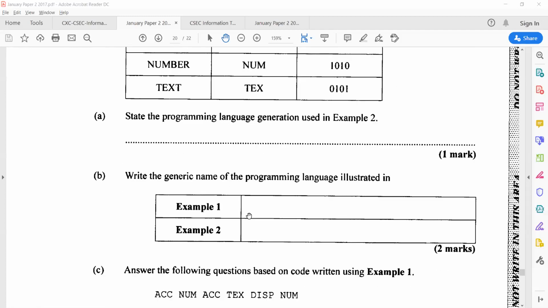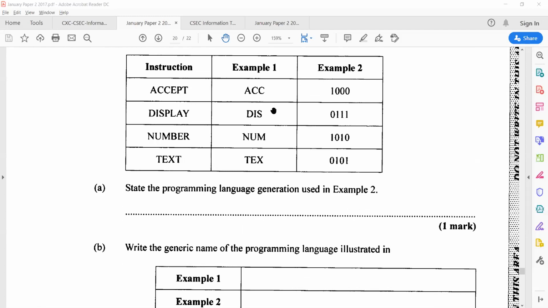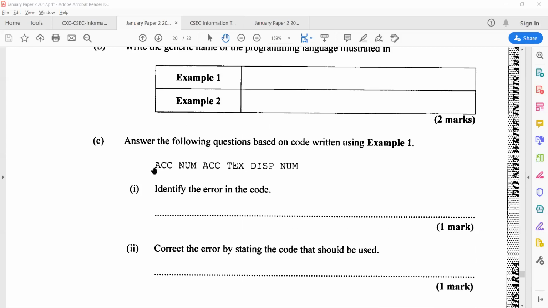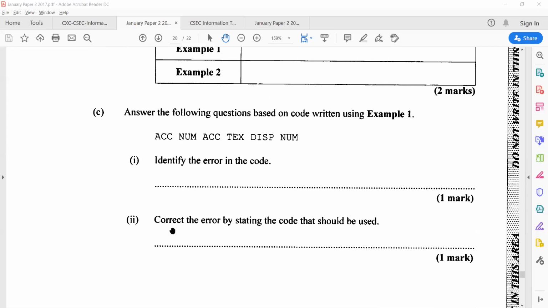you have ACC, DIS, NUM, and TEX. So going through the code now, yeah, DISP, right? This should have been DIS. So that's the first thing. So you just did DISP. Correct the error by stating the code that should be used. We kind of answered that already. The answer is DIS.